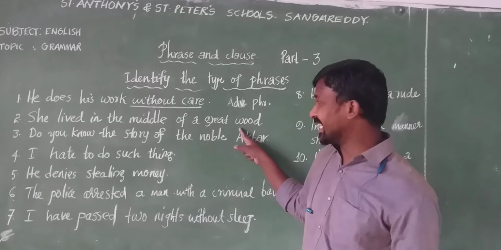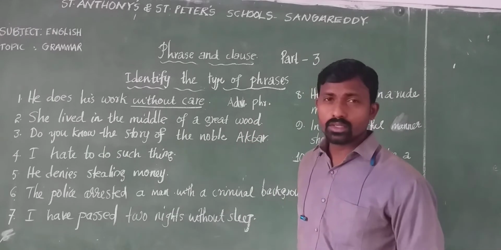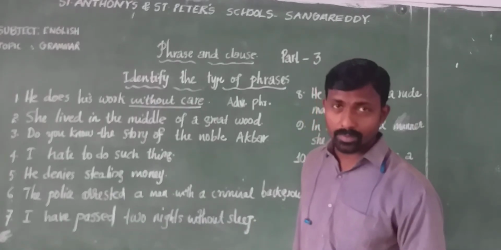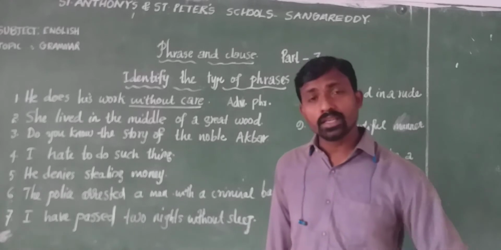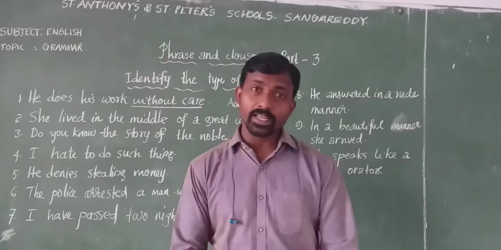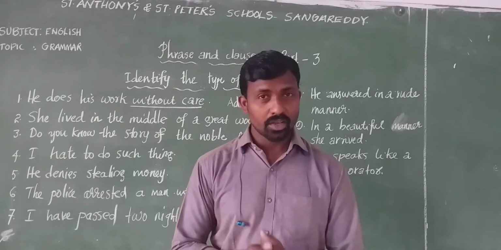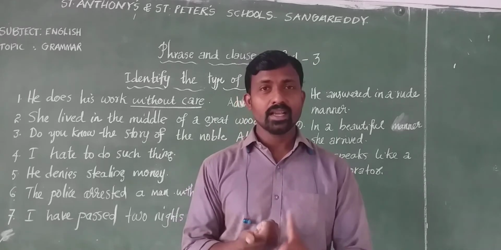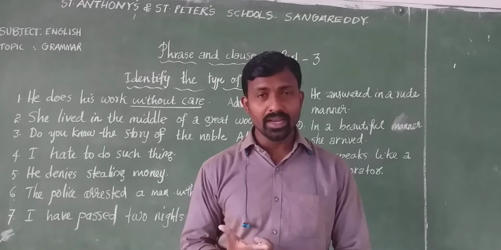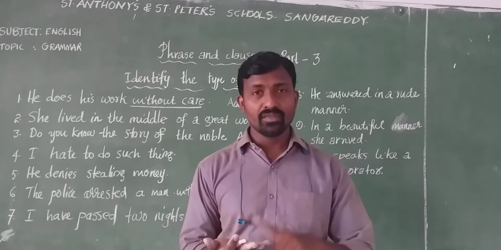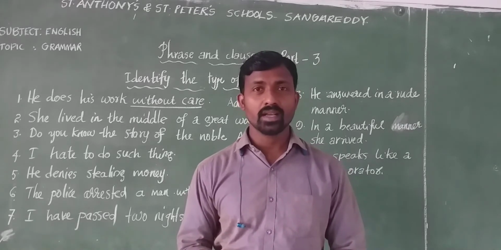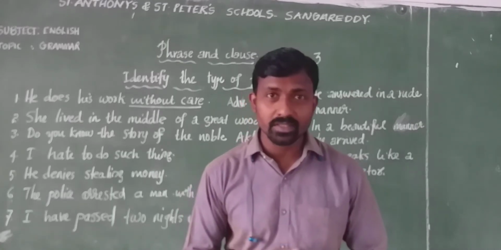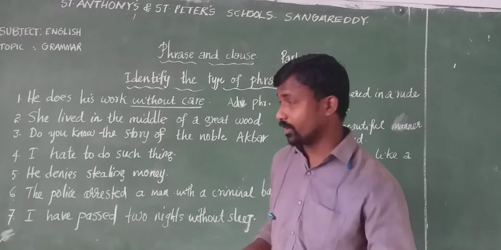She lived in the middle of a great wood. Before that, earlier I mentioned you need to have clarity about adverbs, right? How many kinds of adverbs are there? If I wanted to talk about that, it could take another 3-4 sessions. For your information, let me tell you: adverb of place, adverb of time, adverb of manner, adverb of degree, adverb of negation, etc. I might have missed something, but there are a minimum of 6 to 7 types of adverbs for us.